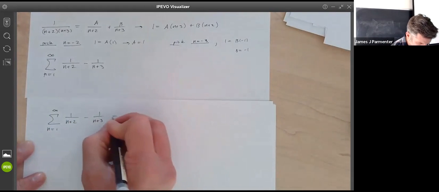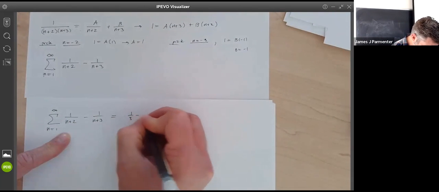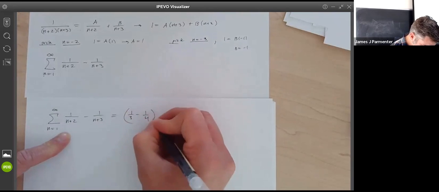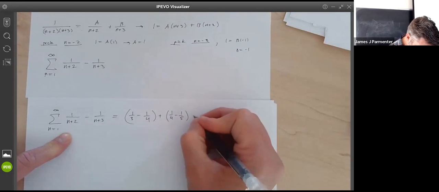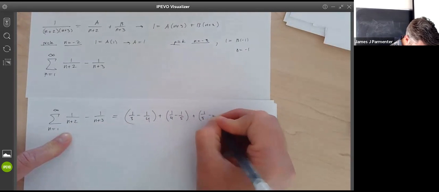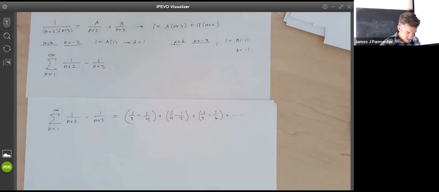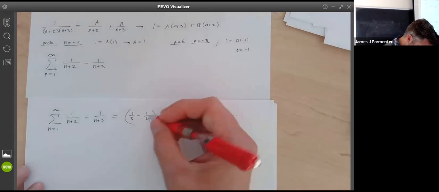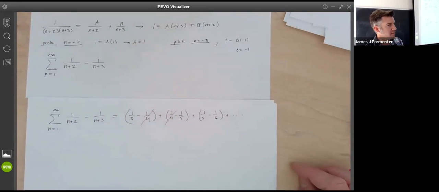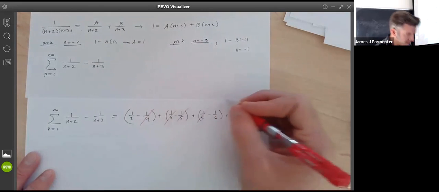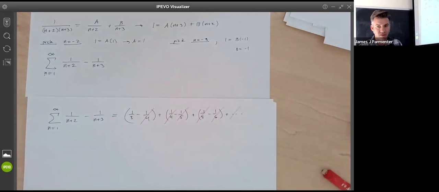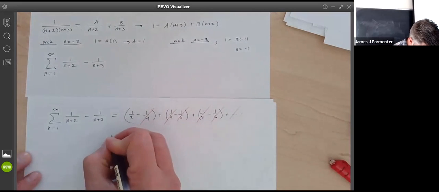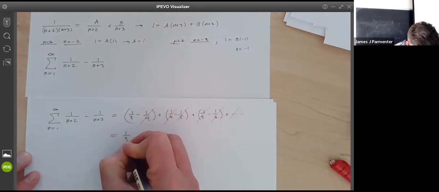I'd say, okay, well, plug in n equals 1. I get 1/3 minus 1/4. Plug in n equals 2. I get 1/4 minus 1/5. Plug in n equals 3. I get 1/5 minus 1/6. And what's going to happen? What's going to cancel? -1/4 and +1/4. -1/5 and +1/5. -1/6 and the +1/6 right there. And so doing it this way, we can kind of see that the series is going to converge to 1/3.